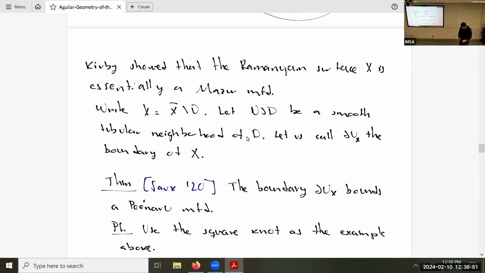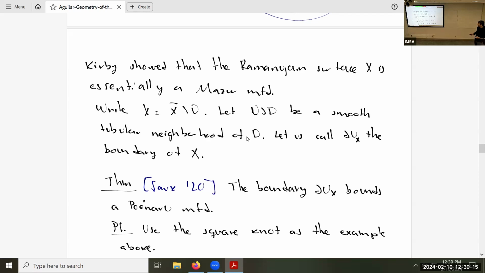It's used to make the connection with this Mazur manifold, which are compact manifolds with boundary. We can think of this ∂U_X as the boundary of the homology plane. And X is going to be here the Ramanujam surface. And so he basically obtained something similar to the Kirby result.